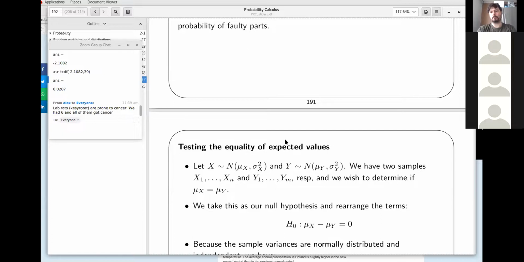I don't condone unnecessary animal testing myself, but honestly, ridiculous statements can be made with small sample sizes. That's a good point, Alex. Thank you for pointing that out. Lab rats are prone to cancer, and that's why they're very popular in cancer research.